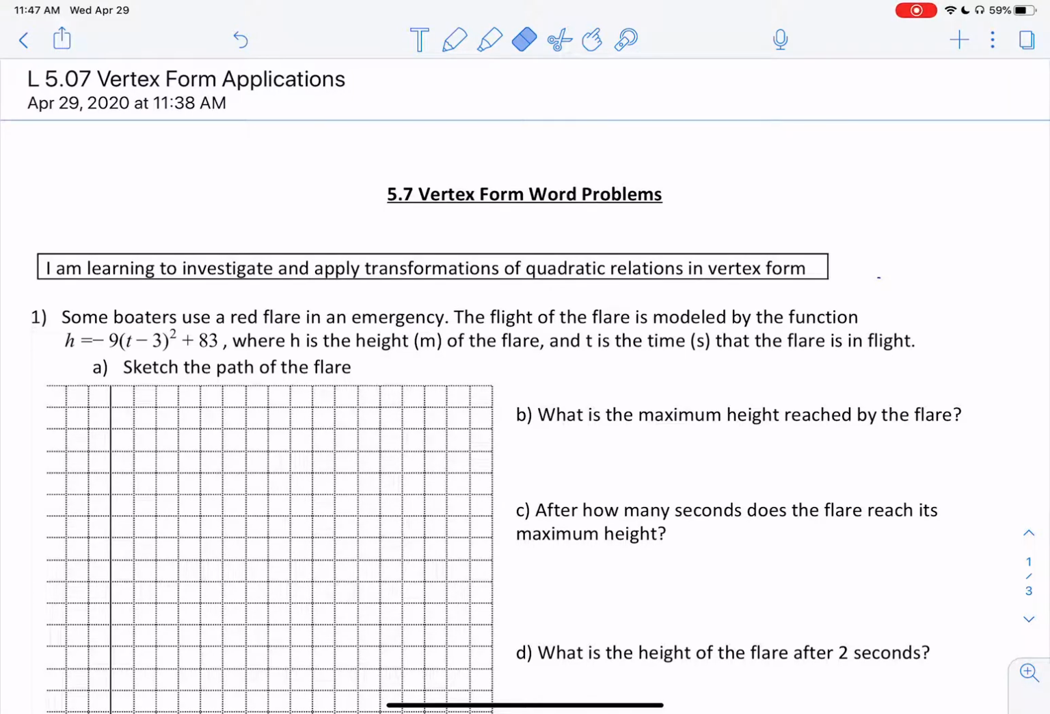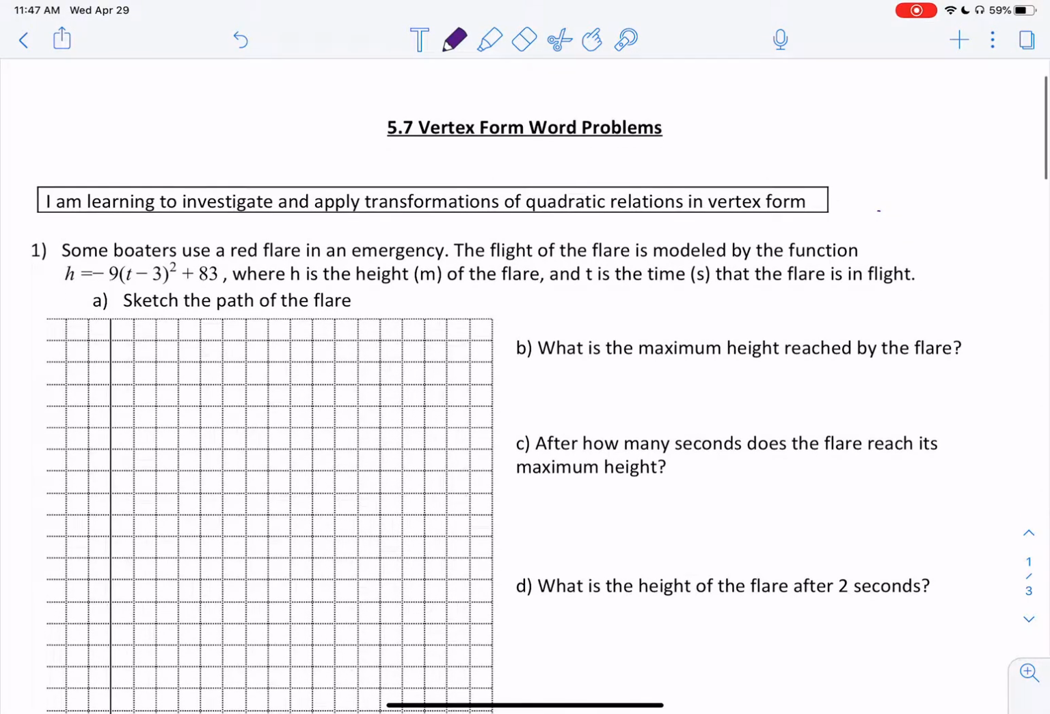For this lesson, we're going to be working through applications of vertex form. So we're going to be doing a few word problems that are going to focus on our vertex form equation as well as graphing. So before we get started, we're going to do a quick review of vertex form. So our general equation of vertex form is y equals a(x minus h) all squared plus k.